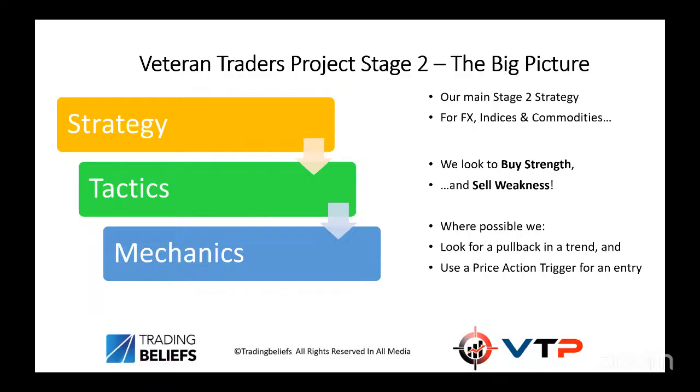Your strategy is the overlying big picture of how you look to operate in markets, and it should be able to be explained in one or two lines, because if you can explain it in one or two lines, you probably understand it. If you understand it, then you can execute it. People get caught up, and I have to say, men in particular, get caught up in adding layers and layers and layers and feel that they need to overcomplicate their strategy. I'm here to tell you, you don't. We're looking to buy strength, sell weakness, and where possible in a good trend, look for a pullback in a trend, use a price action trigger for an entry. That's the main element of trend trading in Stage 2.